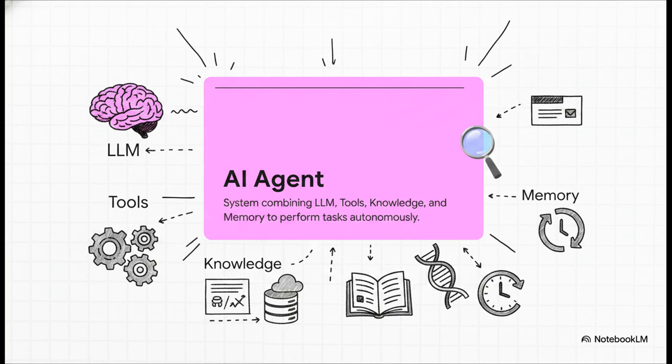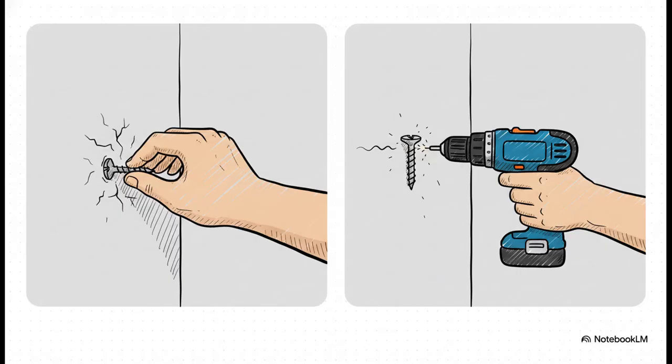Well, the secret is in a core equation. An AI agent is a system that combines a large language model with tools, knowledge, and memory. You see, the LLM is really just the brain. To actually execute complex goals on its own, that brain needs access to external APIs, which act as its hands, its tools. It needs databases for knowledge, and it absolutely needs memory to keep track of past conversations and the steps it's already taken.